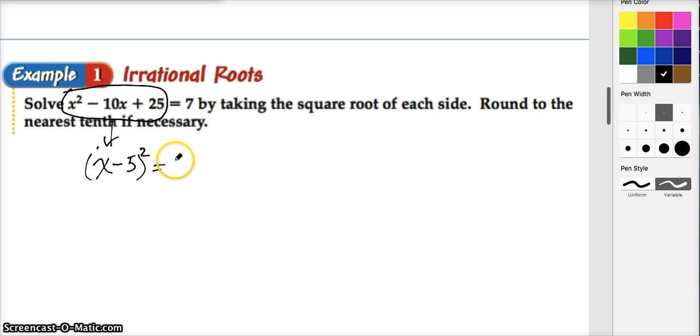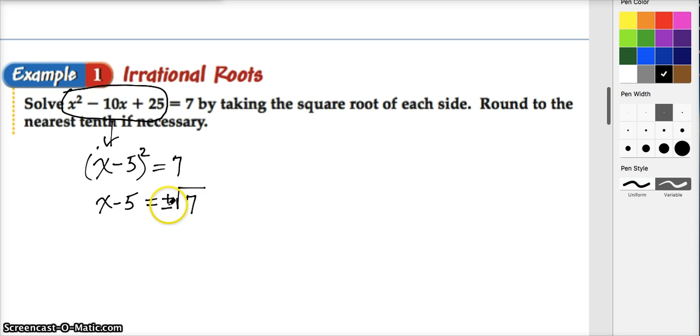You can pause the video here and FOIL it out for yourself to make sure you're confident in what you got. So now we've got x minus 5 quantity squared equals 7. We're going to solve it just like we did in the examples earlier. We're going to take the square root of both sides. When I take the square root of this left side, I get x minus 5. When I take the square root of the right side, I've got to remember my plus or minus the square root of 7.